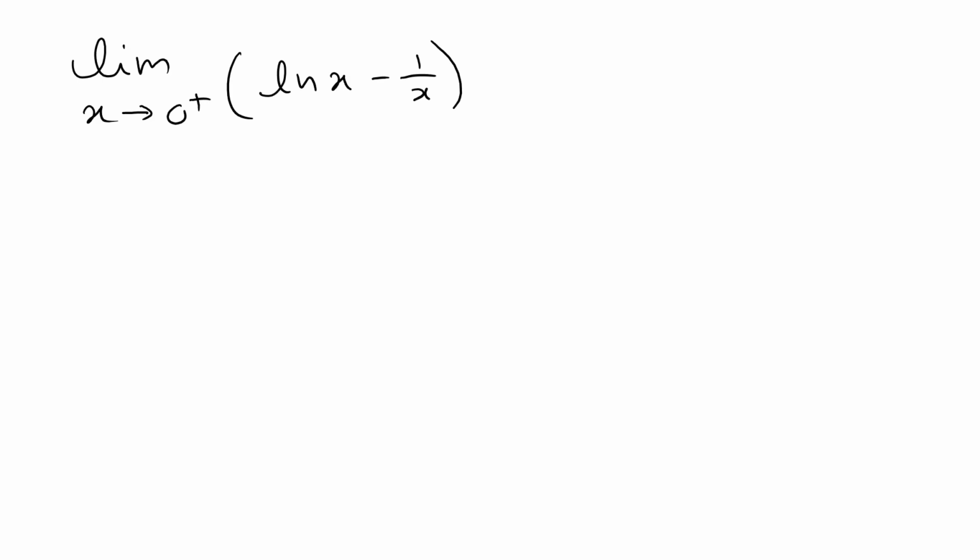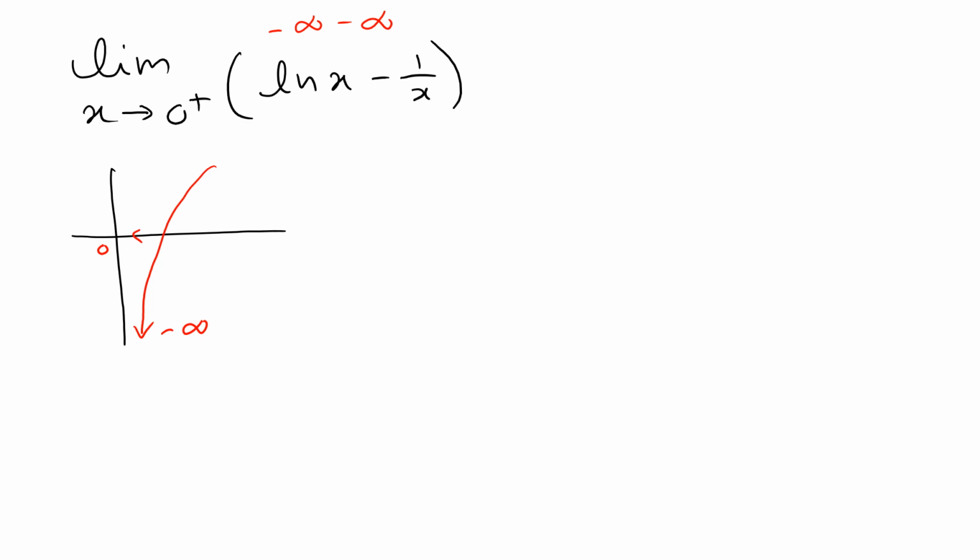Let's look at this one. This is a very interesting problem. We have the limit as x goes to 0 plus of ln x minus 1 over x. If you do not check the condition, it may look like infinity minus infinity, but actually that's not the case. Let's look at the graph. You can see the log behaves like that. So when x goes to 0, it goes to negative infinity. So it's not infinity minus infinity, it's negative infinity minus negative infinity.